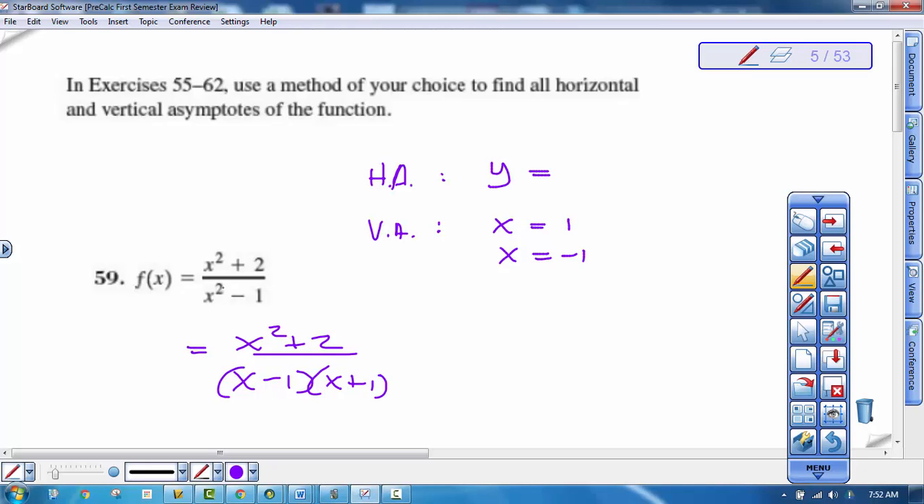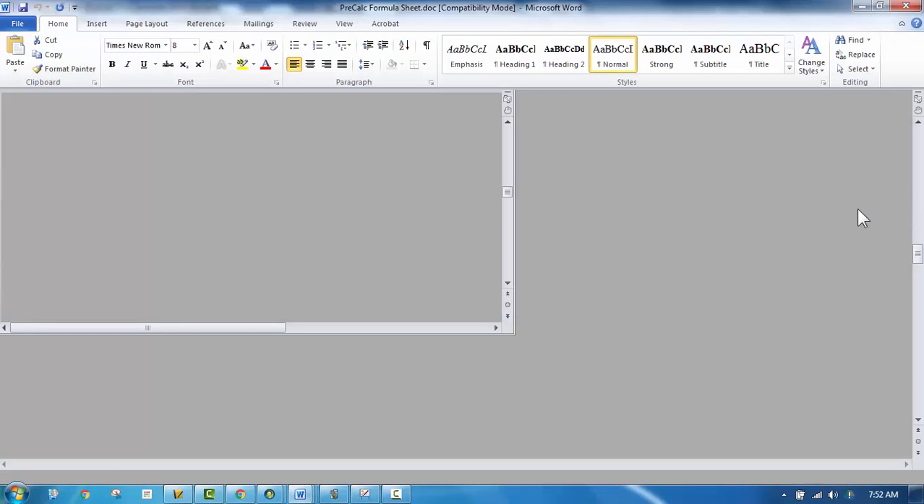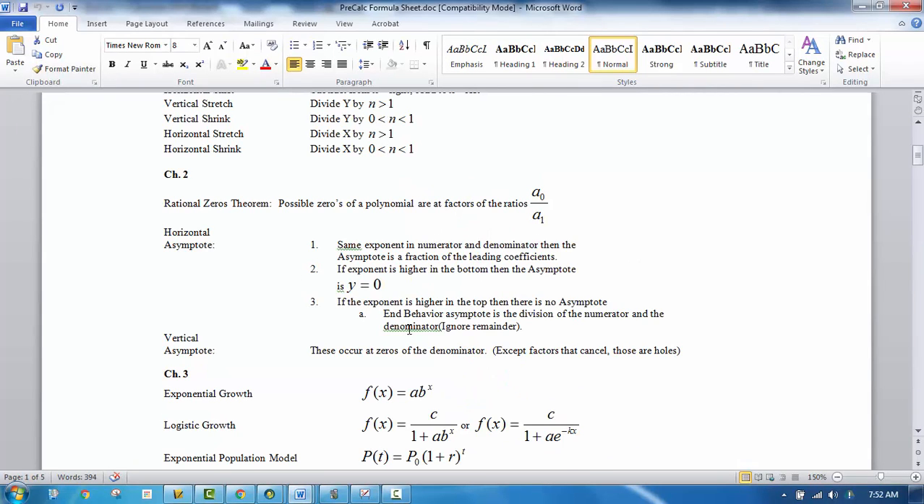Horizontal asymptotes, because the exponent is the same in the bottom and the top, we have the same degree in the top and bottom. Therefore, we take the ratio of the leading coefficients, which is 1. So there's our horizontal and vertical asymptotes. And that information is right on the formula sheet, so make sure that you guys put this information on there if it's not something you have all memorized. Let me show it to you real quick. All of that's right here. So we just use the horizontal asymptote information.